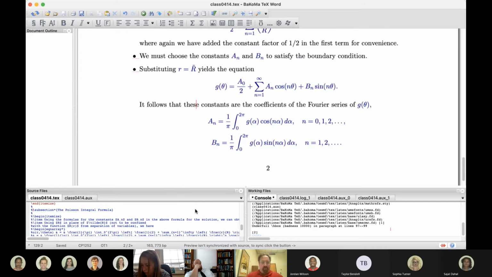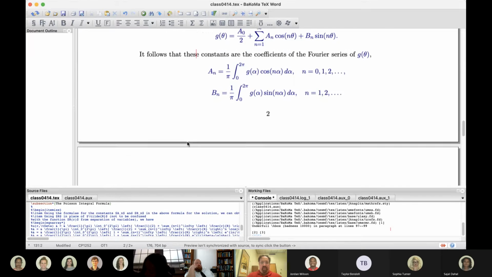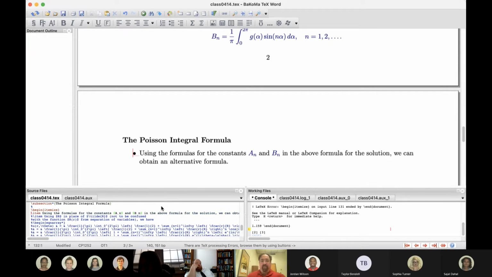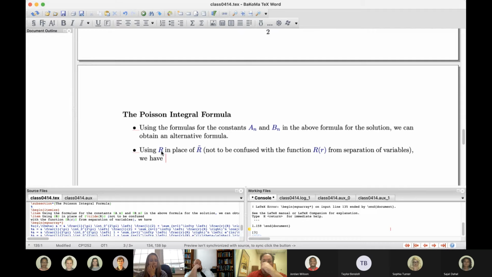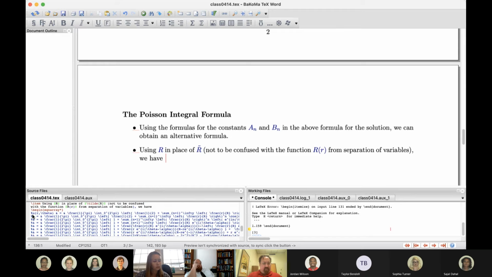Now we have another way to express the solution, and that's called the Poisson integral formula. That comes from the solution formula that I've shown you. Now for this, instead of using R tilde, I'm just going to use capital R, because I no longer need the capital R function that I had before. So this is what we get.